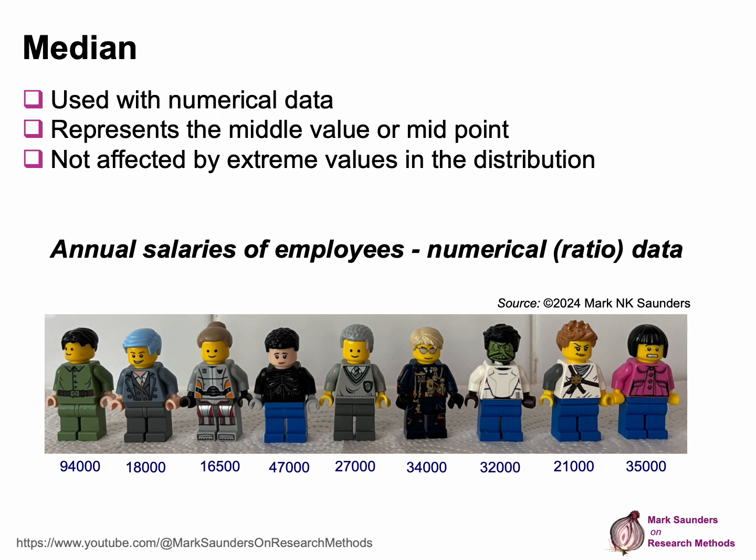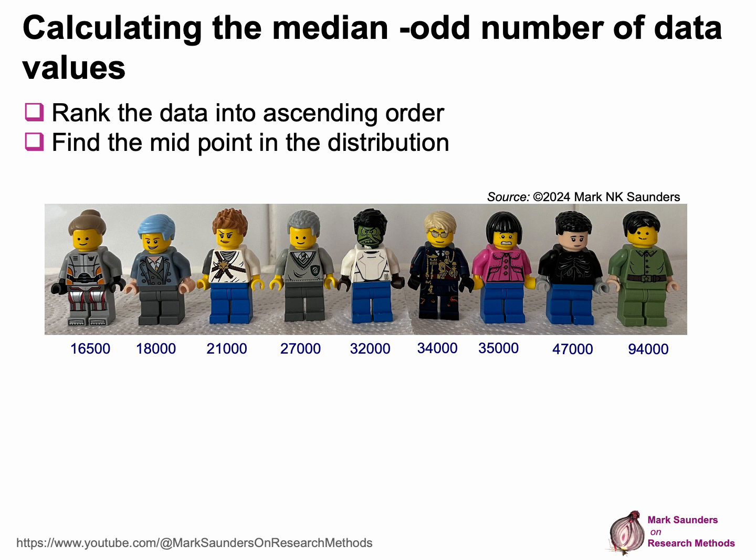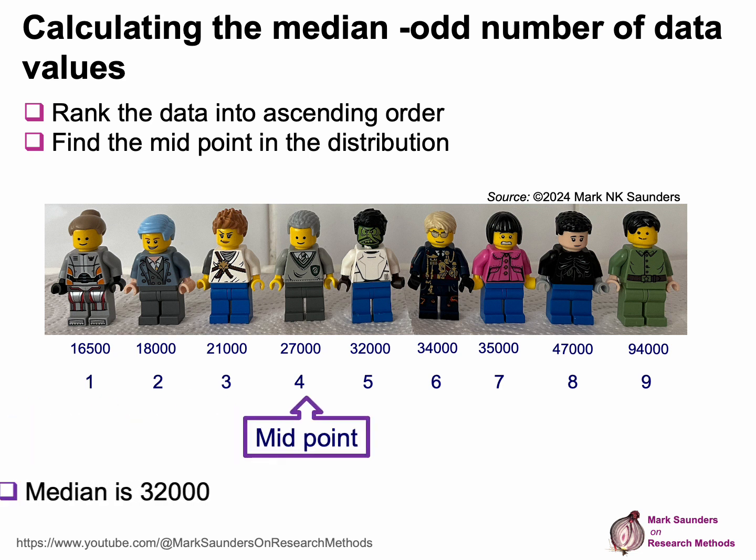And to calculate the median, we're going to have to do a little bit of work. The first thing we're going to have to do is to rank the data into ascending order. And so we've done that now, and as we can see, it starts out at 16,500 and works its way through to 94,000. And then once we've ranked it into order, we need to find the midpoint. So the easiest way to do that is to number them 1, 2, 3, 4, which are the actual order, and then work out where the midpoint will be.